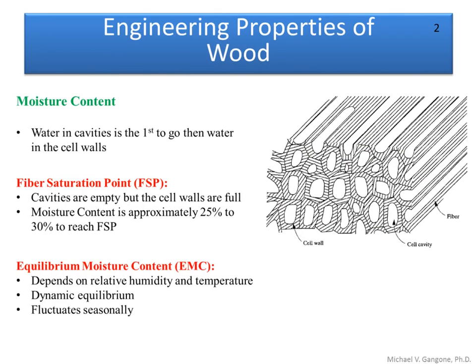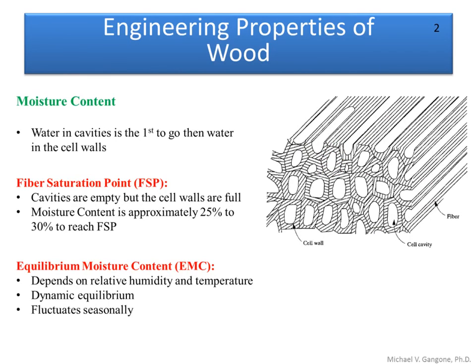Okay, so when we're talking about moisture content, the two that come to mind for wood are fiber saturation point and equilibrium moisture content. All right, so fiber saturation point is perhaps the more important of the two. And basically, when we say fiber saturation point, what we're saying is that the cell walls, my apologies, the cell walls are completely filled with moisture.